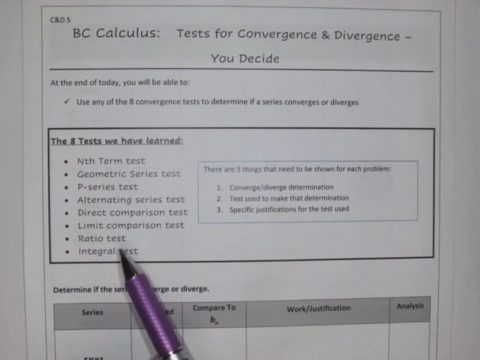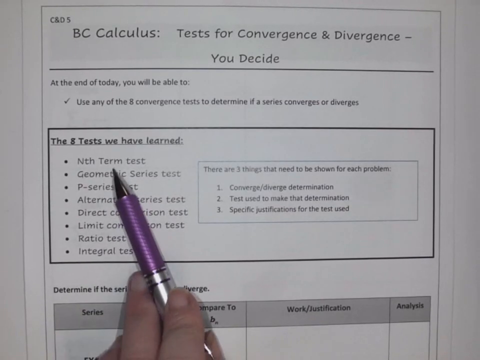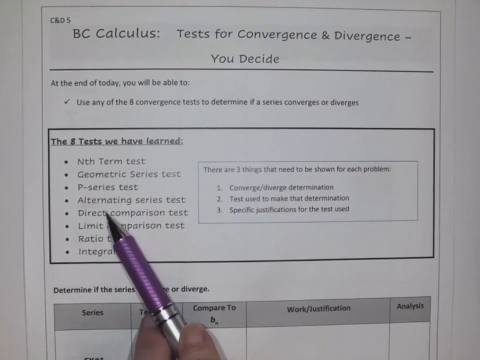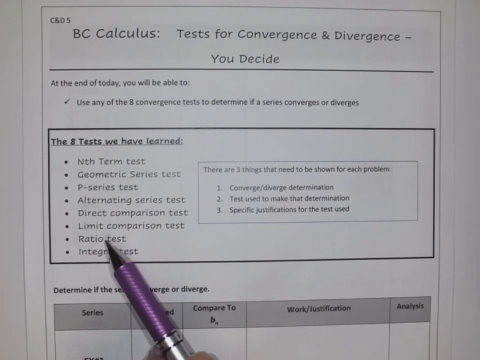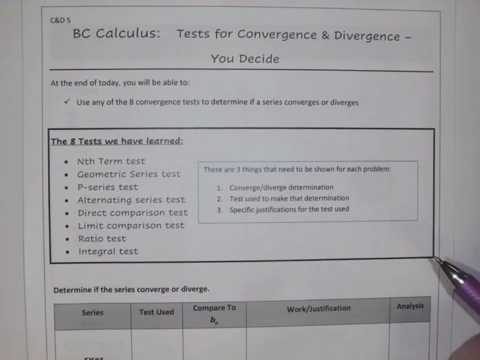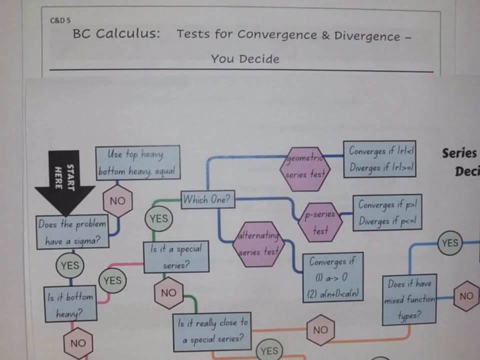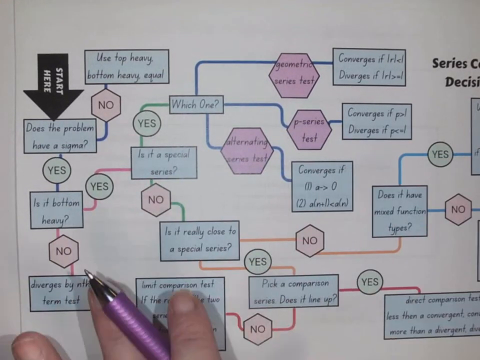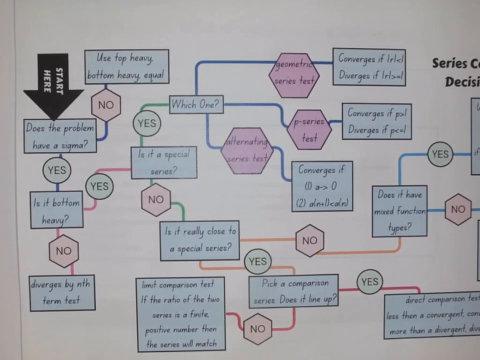Well, here are the 8 tests that we've learned: the nth term test, the geometric series test, the p-series test, the alternating series test, the direct comparison, the limit comparison, the ratio test, and the integral test. And then I've also given you a decision maker, and mine's in color, and I put a colored version on Canvas, so if you want to print it out in color. But this is our decision maker when it comes to deciding what test to use.